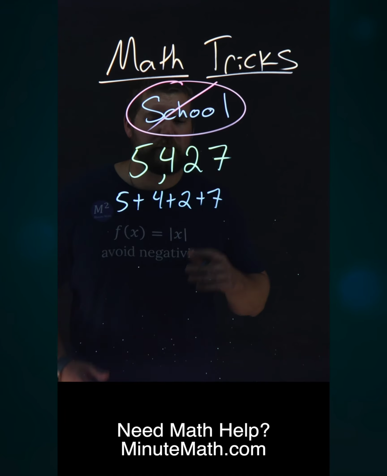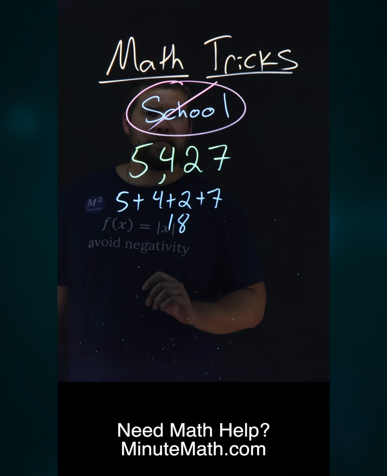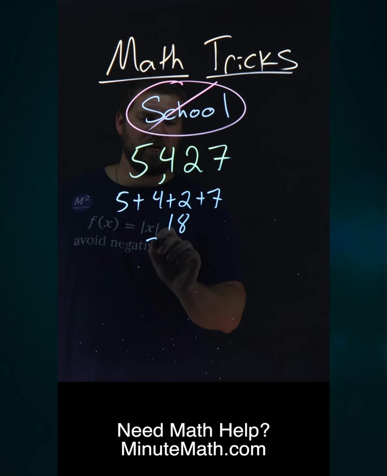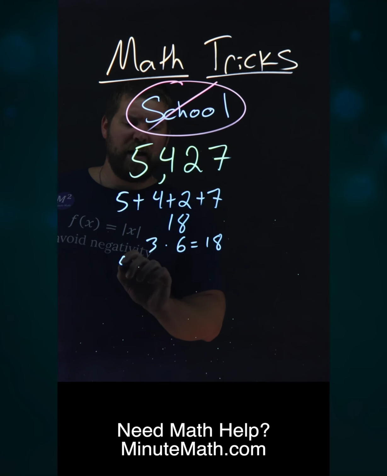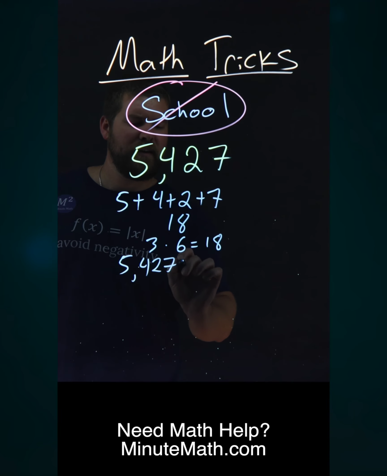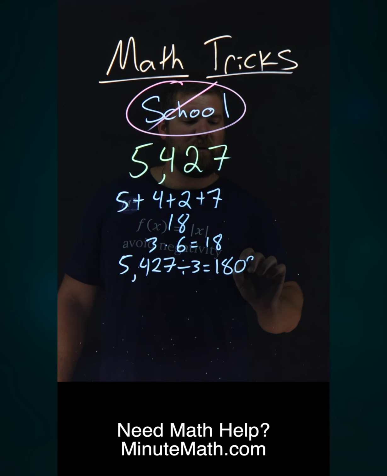5 plus 4, good old 9, plus 2 is 11, plus 7, 18. Does 3 go into 18? Of course. 3 times 6 equals 18. So that means 5,427 is divisible by 3, and that comes out to be 1809.